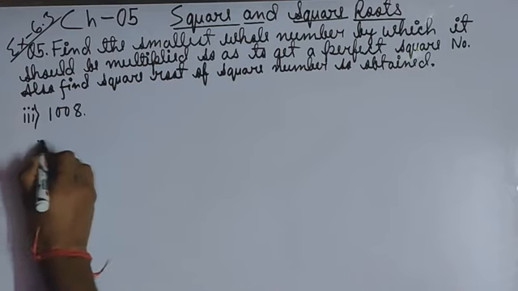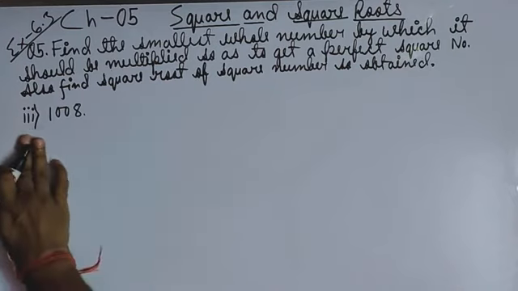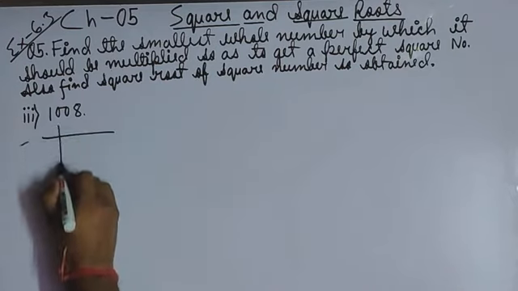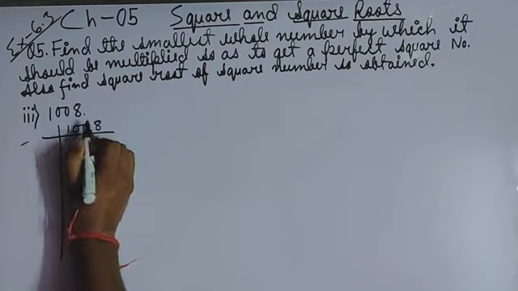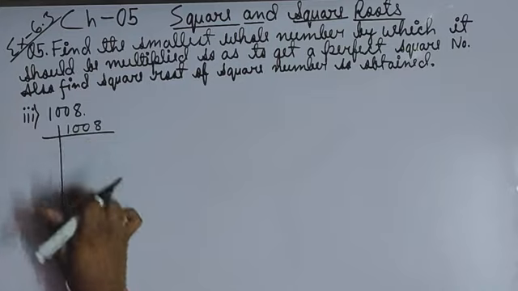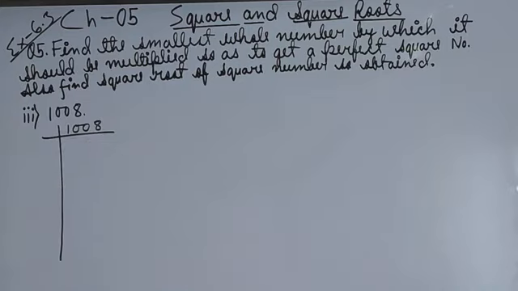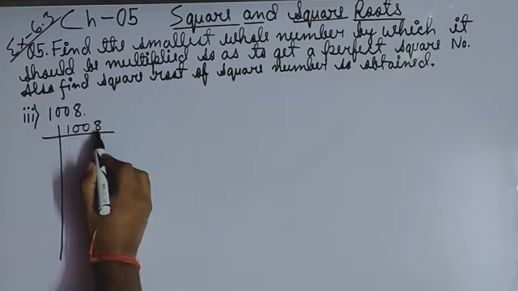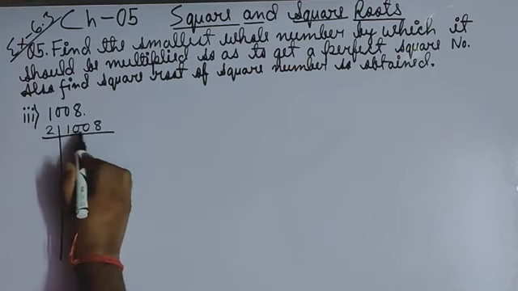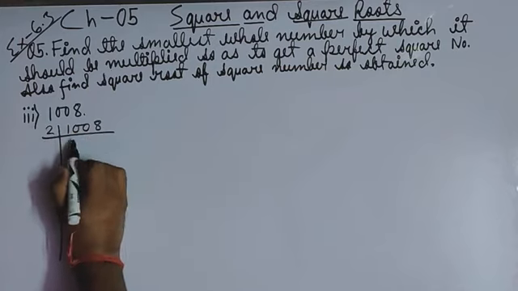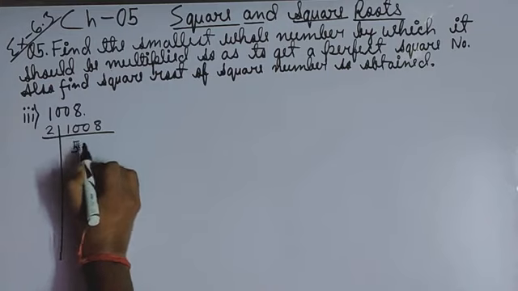So first of all, we will draw one horizontal line and one vertical line. On the horizontal line, I wrote down this 1008 on the vertical line. We will start dividing it by what? Prime numbers. Since it contains 8 at the last, this number will be divisible by 2. 2 से completely divide हो जाएगा. When we are dividing this by 2, it is coming 504.